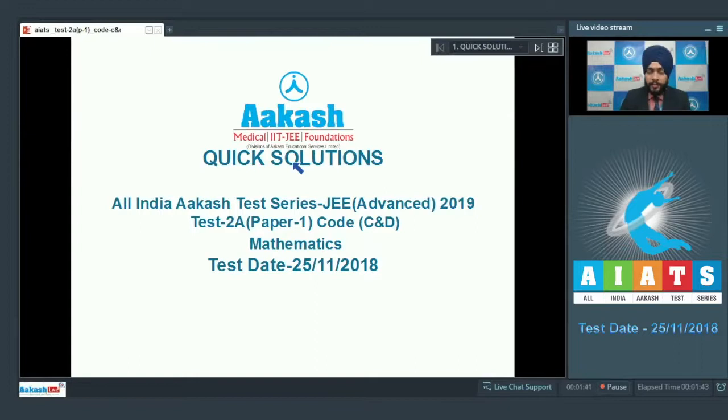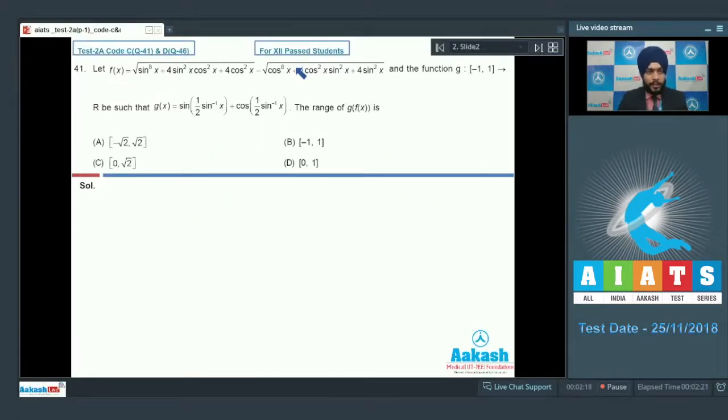I'm your mathematics faculty and today we're going to discuss the quick solutions of AIATS, that is All India Akash Test Series for JEE Advanced 2019, test number 2A paper 1 code C and D. This test was held on 25th of November 2018 and the topics covered under the mathematics portions are inverse trigonometry, straight lines, conic sections, sets, relations and functions. Okay, so let us begin the solution discussion with question number 41 based on trigonometry.